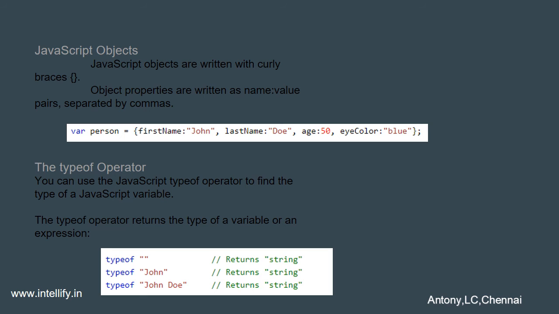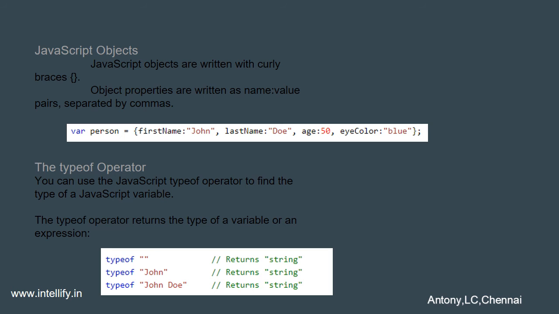So we can also use number, etc., in the JavaScript objects. Next, the typeof operator. You can use the JavaScript typeof operator to find the type of a JavaScript variable. The typeof operator returns the type of a variable or an expression. For example, if you say typeof with just a string, it will return string.